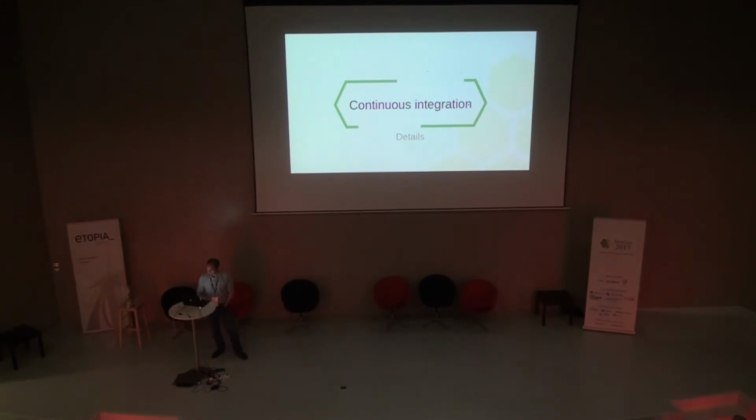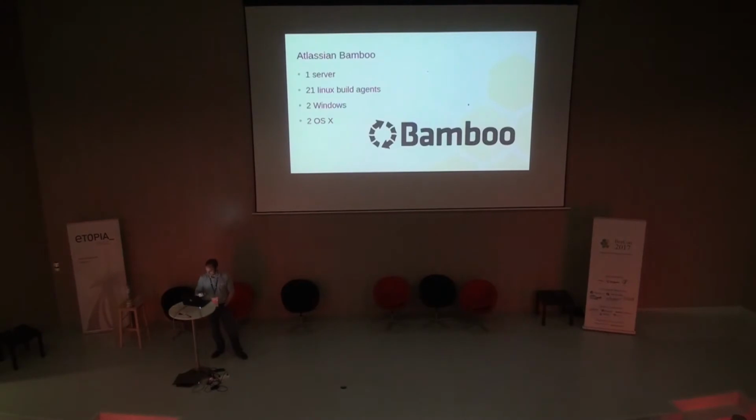What do we do with all this source code? Well, we build it. So let's talk a bit about continuous integration. We use Atlassian Bamboo, which is the continuous integration server provided by Atlassian. This is the infrastructure that we have. We have one server. We have 21 Linux build machines, which are called slaves if you talk Jenkins, but in Bamboo they are called build agents.